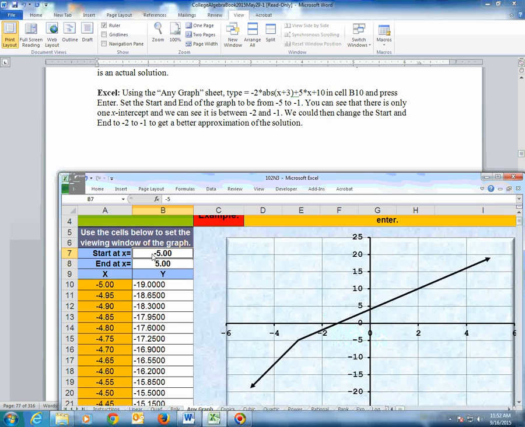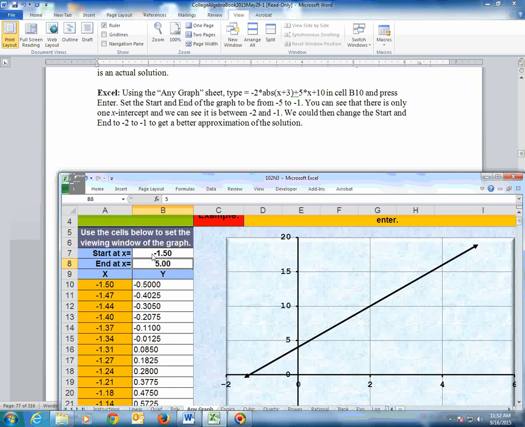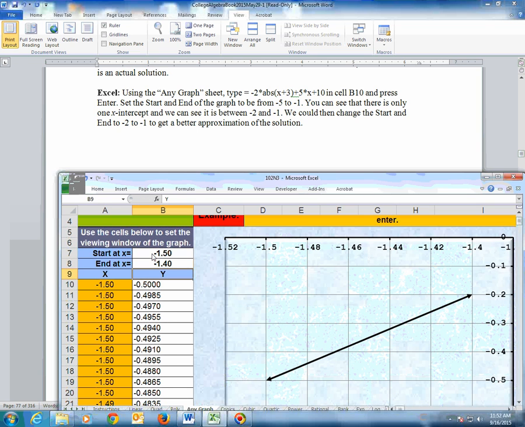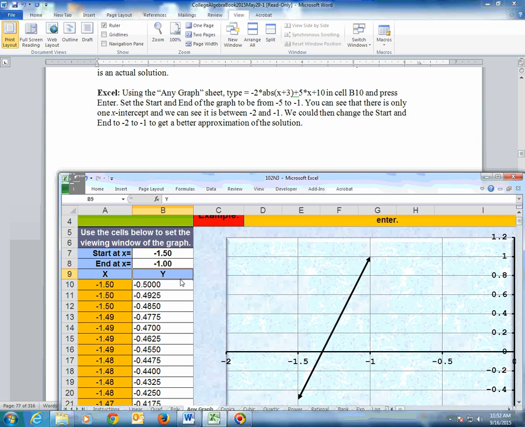Let's check. -1.5 and -1.4. Is it there? No, I didn't go far enough to the right. Maybe it's a little bit farther to the right. You can see it's coming up. Let's go clear out to -1. Okay, now we can see it somewhere right in this area. Holding the mouse cursor, I get -1.34.